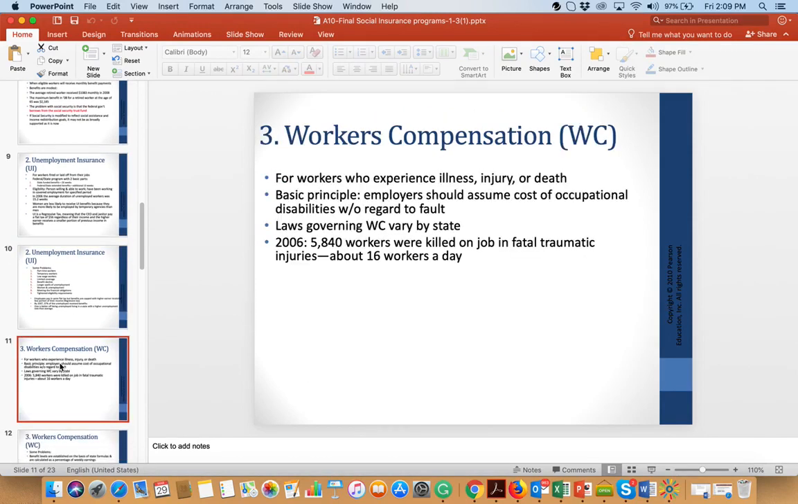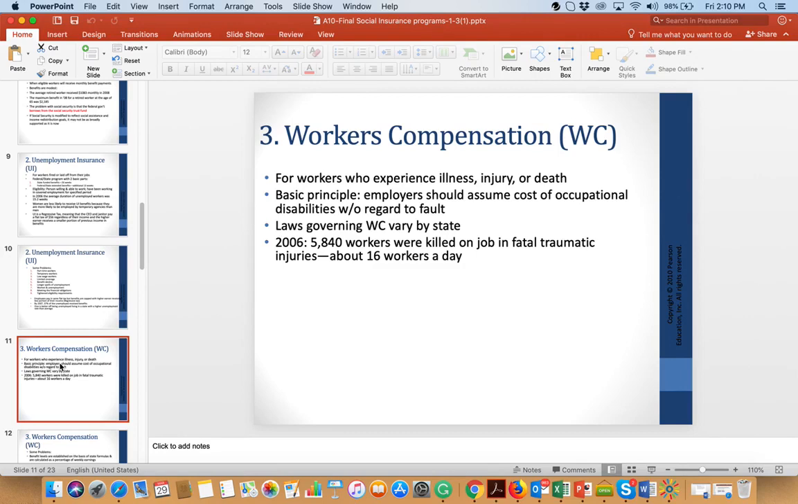The third social insurance program is workers' compensation. This is for workers who experience illness or injury or death while on the job. So the basic principle is that employers should assume the cost of occupational hazards or occupational disabilities without regard to fault, whether you fall sick or get injured on the job. Because it's not your fault, your employer is required to compensate you.